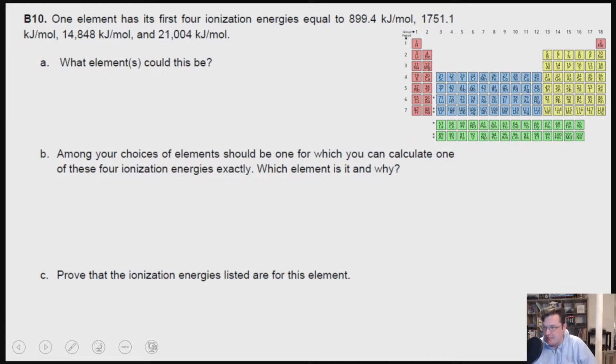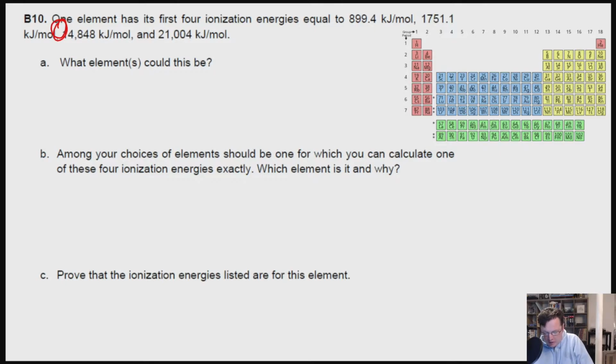6. B10. Right. So this question asks, one element has its first four ionization energies equal to 89.4 kilojoules per mole, 1751.1 kilojoules per mole, 14,848 kilojoules per mole, and 21,004 kilojoules per mole. So one big thing that you should be seeing is that there is a dramatic increase at that point, going from ionization energy 2 to ionization energy 3. There's a huge jump there. And so something is very clearly happening in terms of the electronic configuration.